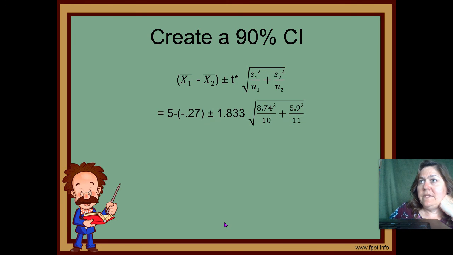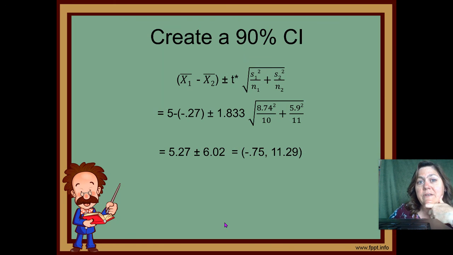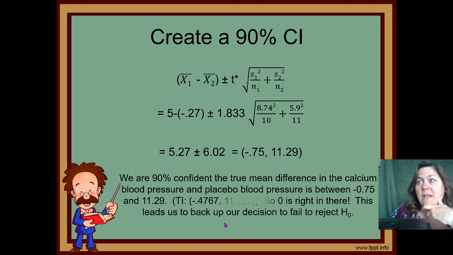Okay, I just filled in the numbers here, did the math, and I got that interval. If you did TInt in your calculator, you're going to be more accurate. So this interval could actually be smaller than this, not as wide. Remember, the table takes it more conservatively. Okay, so we are 90% confident the true mean difference in calcium blood pressure and the placebo blood pressure was between these two numbers.